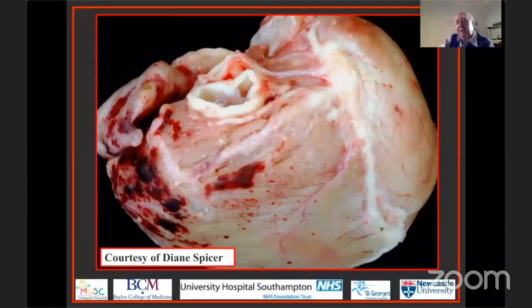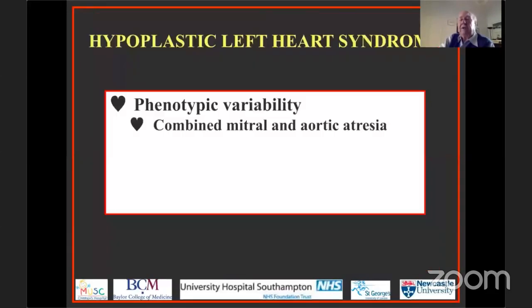And in yet another explant prepared by Diane, look across the heart at those horrible ectatic coronary arteries, telling you that overt fistulous communications are a very bad feature in the setting of the hypoplastic left heart syndrome. So the phenotypic variability I've discussed with you reflects the timing of the insult that stops the left ventricle from growing. As yet, we don't know what that insult is, but we can have combined aortic and mitral atresia at the worst end of the spectrum.